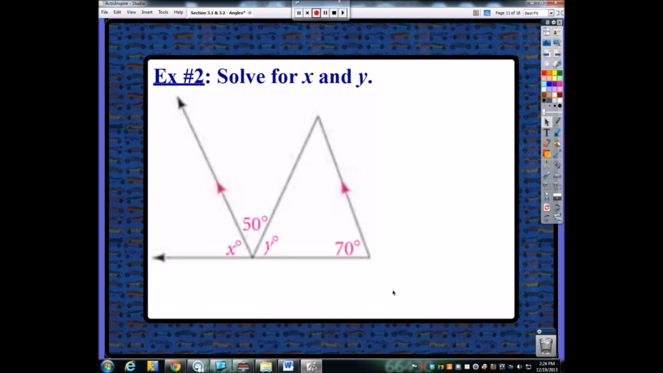Now, could there possibly have been a different way to get y first besides what we did? Maybe. You guys can think about it and explore it. See if you can figure out whether there was a different way that we could have gotten y, the 60 degree angle, other than the way we did it with the same side interior angles. I'll leave it up to you. We can discuss it tomorrow.